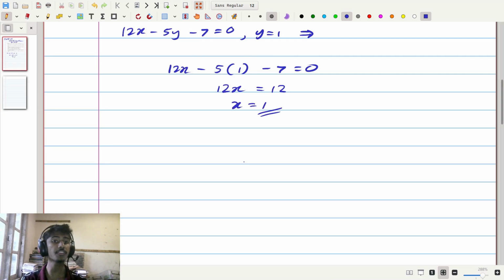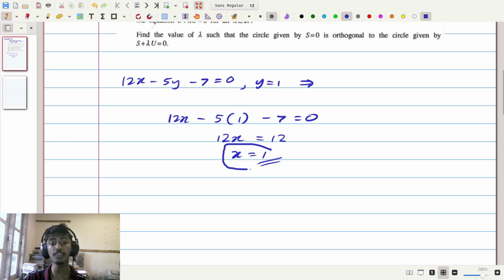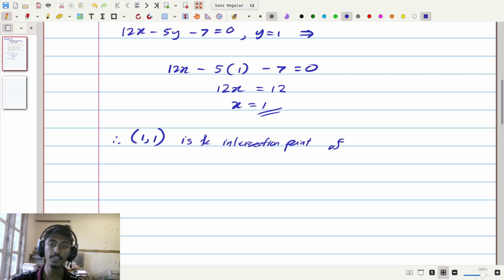So the x coordinate of the intersection point of the two lines is x equals 1, and therefore the intersection point is x equals 1 and y equals 1. So the coordinate of that point is 1, 1. We can say 1, 1 is the intersection point of the above two lines.